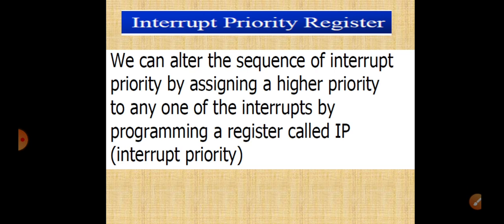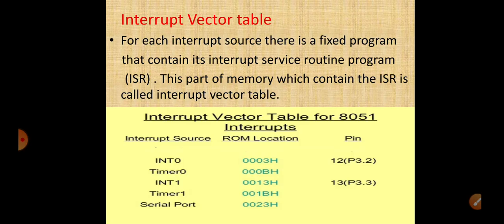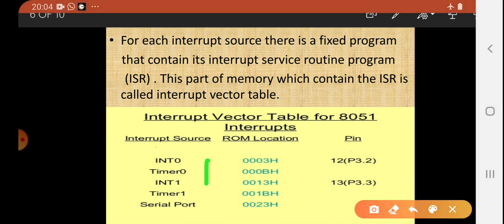Next, the interrupt priority register. As we can say, priority can be changed. We have already read the sequence of the priority here. This is the sequence of the priority.